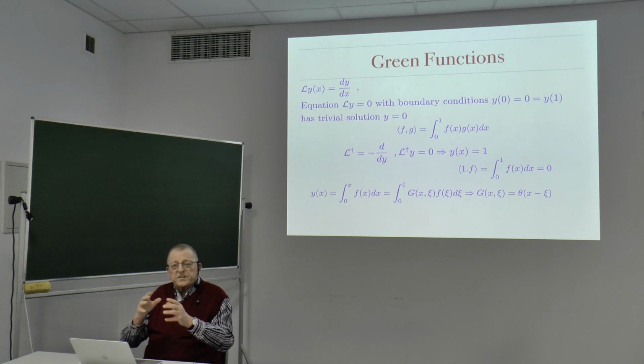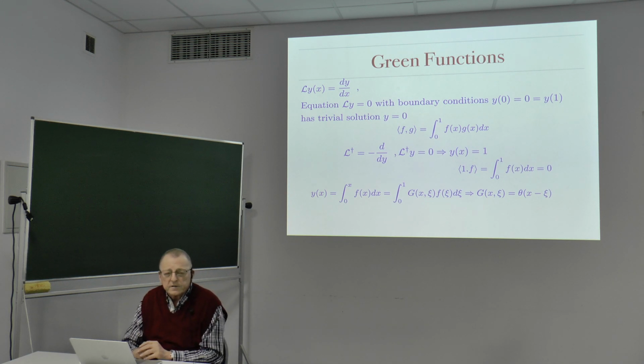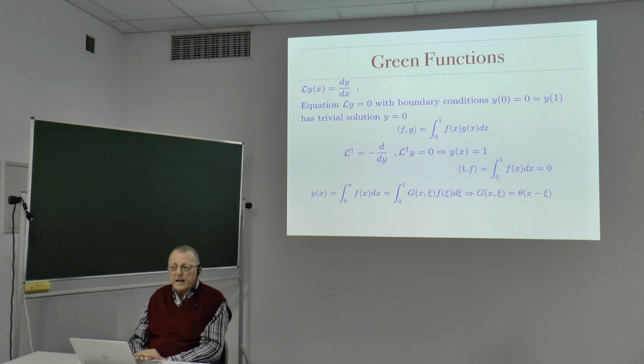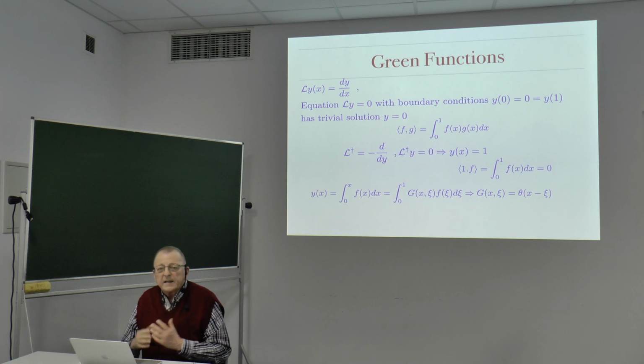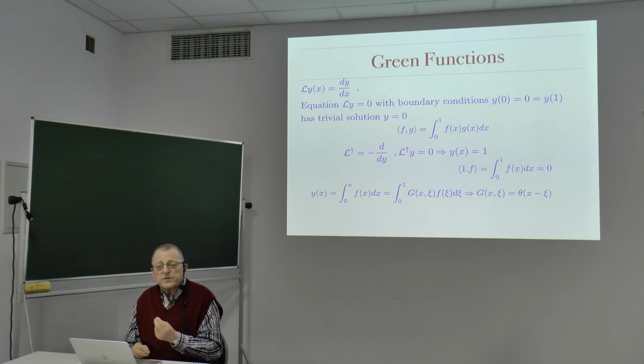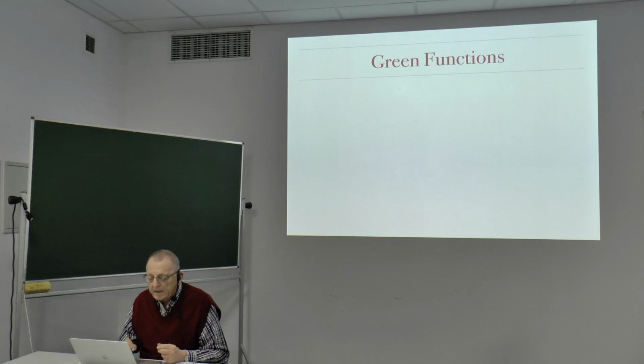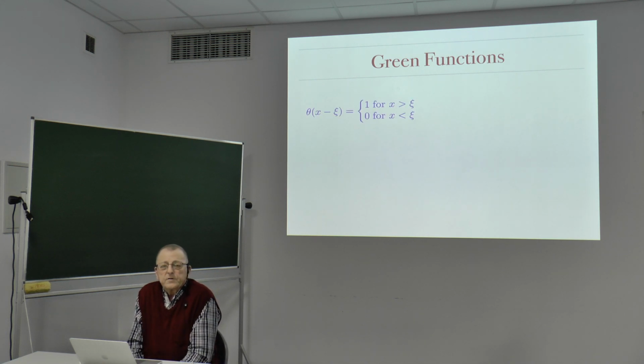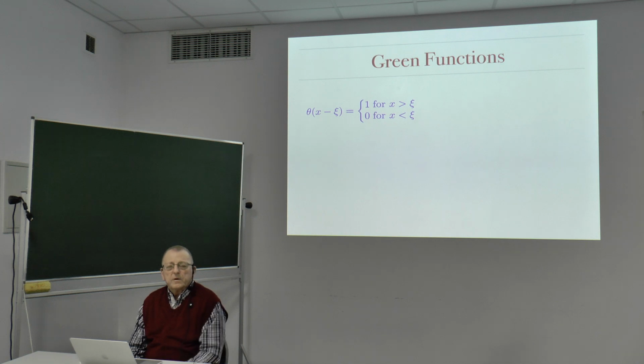And there is a beast sitting inside, which is called the Green function, and which is denoted by g. It's a function of two variables, x and psi. It's very trivial to see that for our particular case, this function g is a Heaviside function, which we had discussed. The function is called theta, and it is 1 when x is larger than psi, and it's 0 when x is smaller than psi. So it's a discontinuous function. Its drawing is shown here.